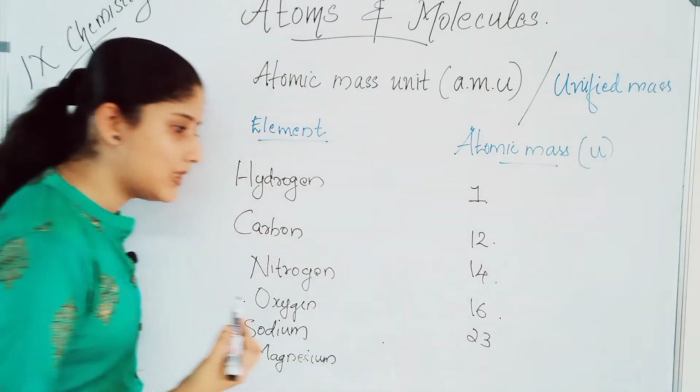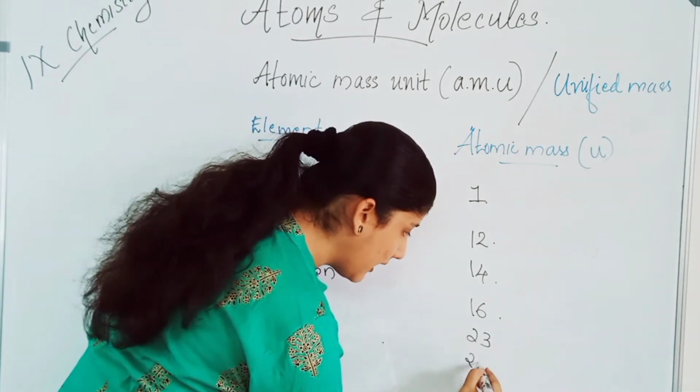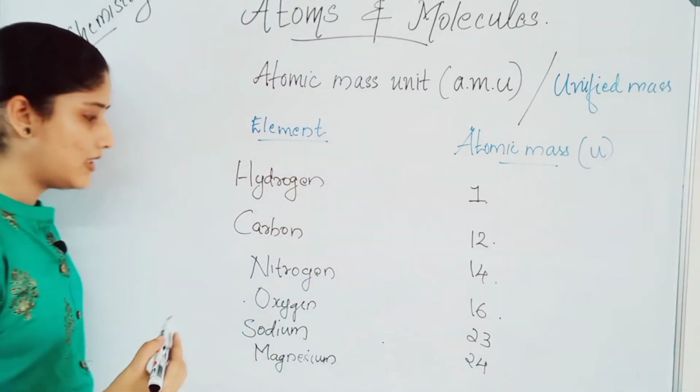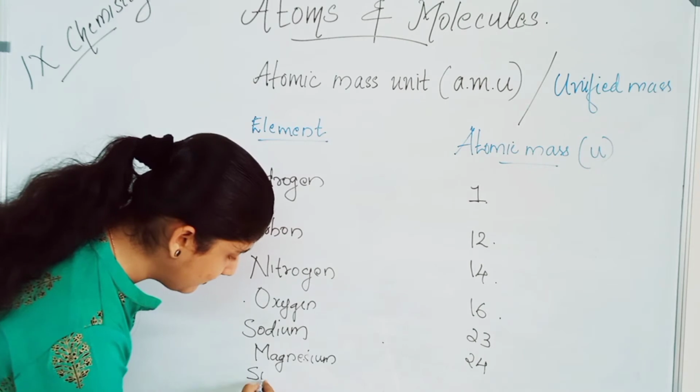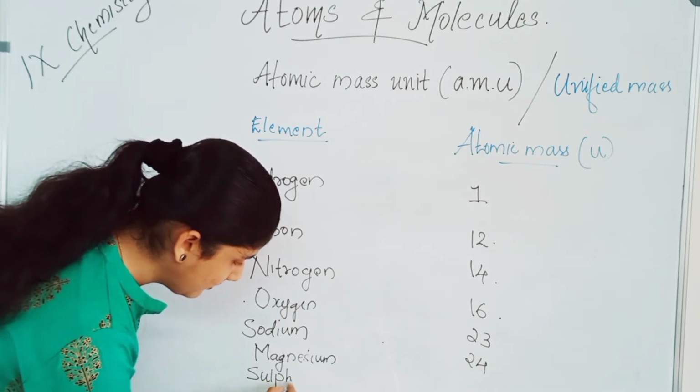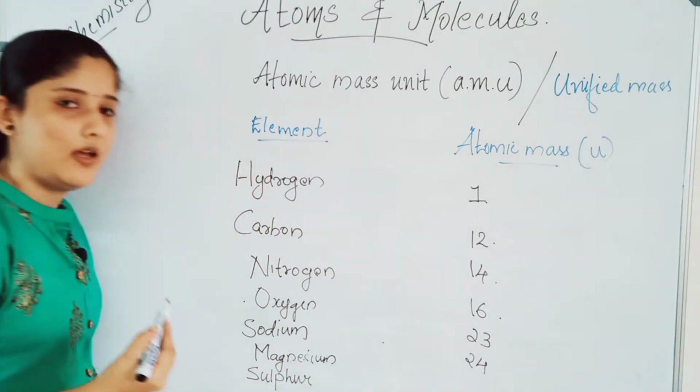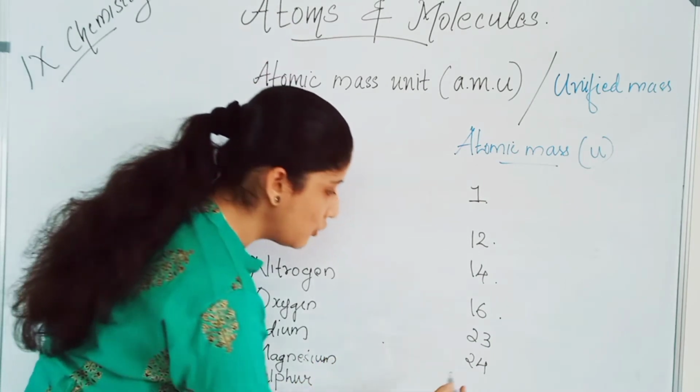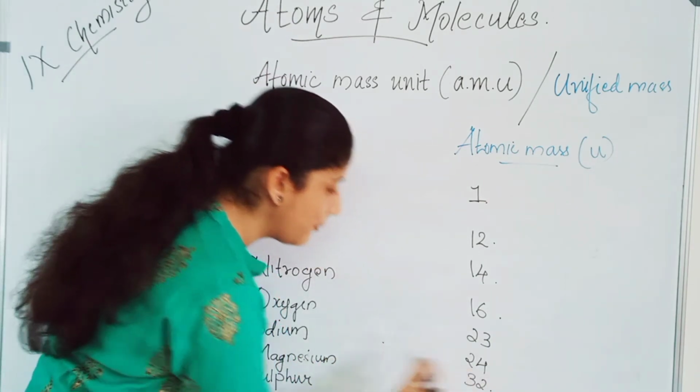For magnesium it is 24. And at last, we will discuss sulfur. The sulfur atomic mass unit is 32.